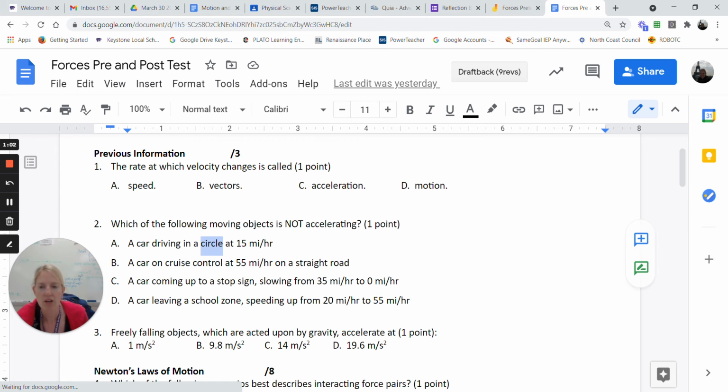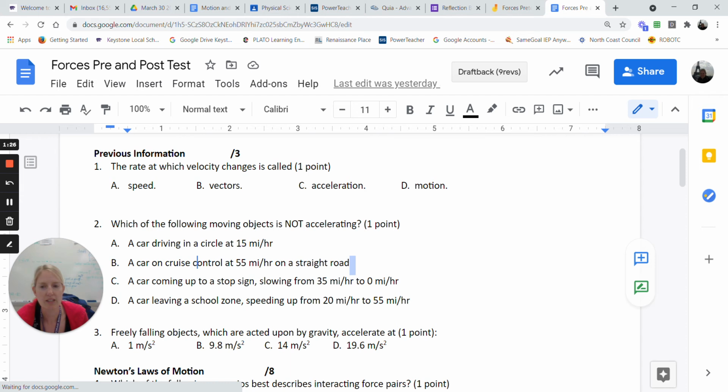Option B, we have a car that is on cruise control. Cruise control just means that it sets the speed for you and then it will automatically slow down or speed up the vehicle to whatever speed you set the cruise control at. So if it's at 55 miles per hour, it'll stay there. And it's on a straight road, so it's not changing direction.